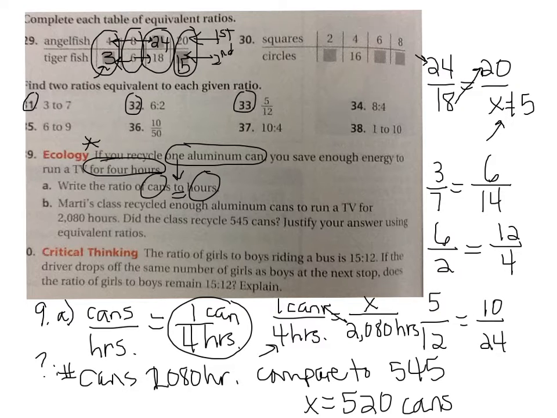So we determined that 520 cans would power a TV for 2,080 hours. But did the class recycle 545 cans? No. You would say no, because to run a TV for 2,080 hours, I would have to recycle 520 cans, which is less than 545 cans. Do you see how you include that whole answer? That's what you need to do.